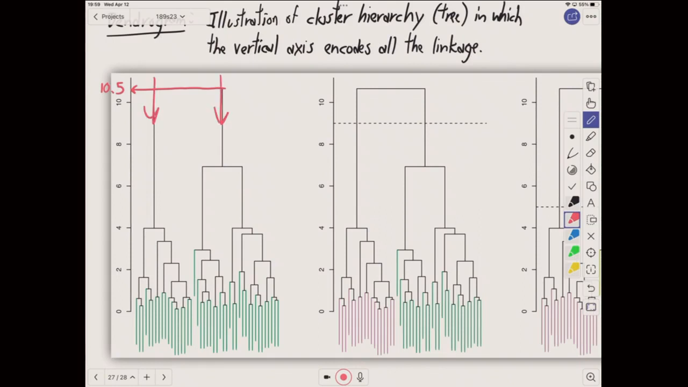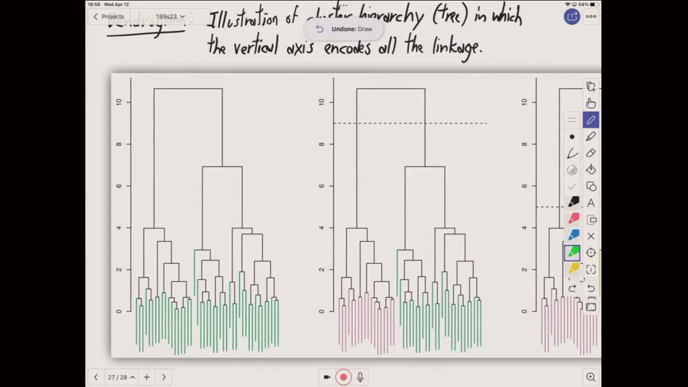And then as you go down, you get tighter and tighter linkages, smaller and smaller linkage distances. So once you've got this dendrogram, what you can do is you can say, how many clusters do I want? Well, if I want 2 clusters, then what I should do is I should cut it here, and now I've got cluster number 1 is there and cluster number 2 is there.